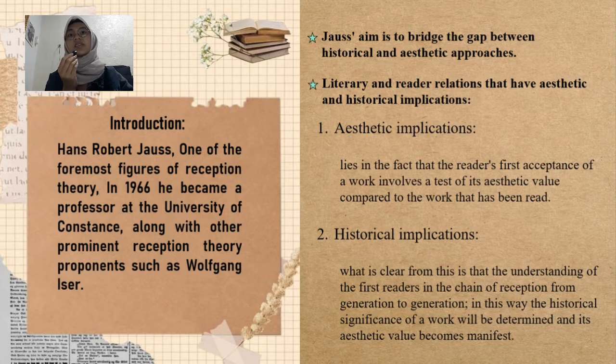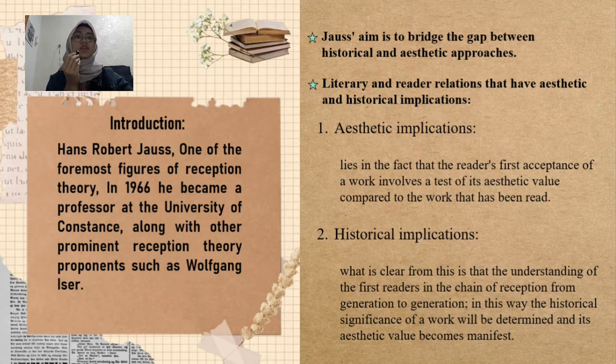Literary and reader relation that have aesthetic and historical implications. The first, aesthetic implication, lies in the fact that the reader's first acceptance of a work involves a test of its aesthetic value compared to the works that have been read. The second, historical implication, is that the understanding of the first readers changes in the reception from generation to generation. In this way, the historical significance of a work will be determined and its aesthetic value becomes manifest.